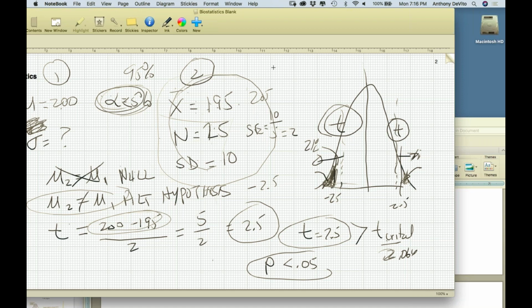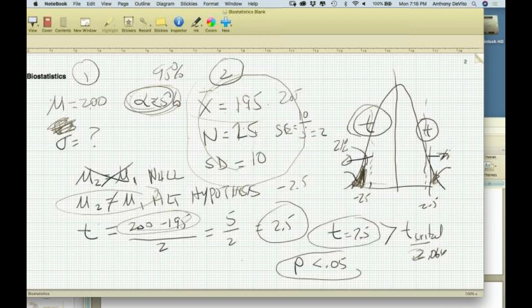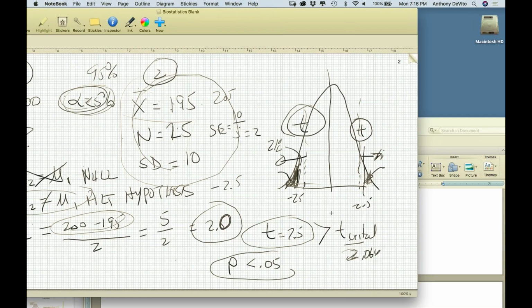Now, what if I had done this and t came out to be 2.0? Did I exceed the critical value of t, which was 2.064? No, it's smaller than that. So in other words, it would have been inside of this line, which represents 2.5% on either side.